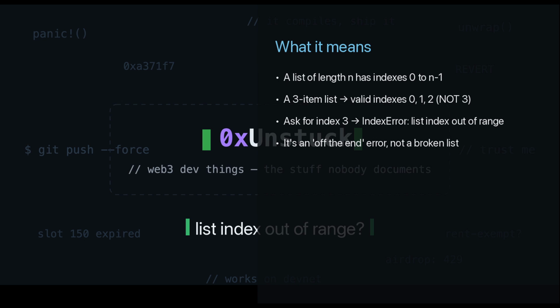A list of length n has indexes from 0 up to n-1. So a 3-item list has valid indexes 0, 1, and 2. And that's it. There is no index 3. The moment you ask for one that doesn't exist, Python stops with IndexError: list index out of range. It's an off-the-end error, and it's almost always an off-by-1.